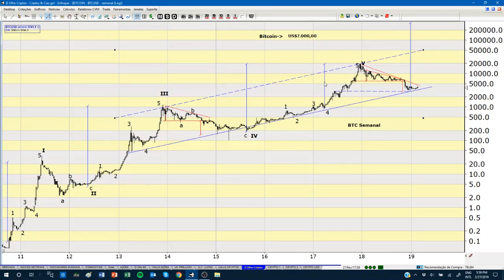The other projection would be for us to project wave 5 of wave 5 starting from now. Well, that's all considering we are reverting. We've seen a bottom, right? And I'm going to talk about that in a second. So that would project us to $75,000.